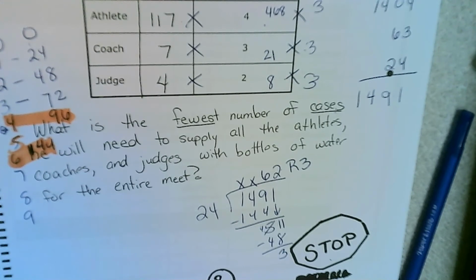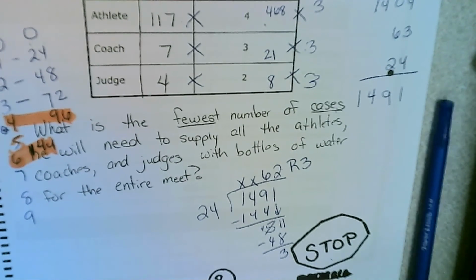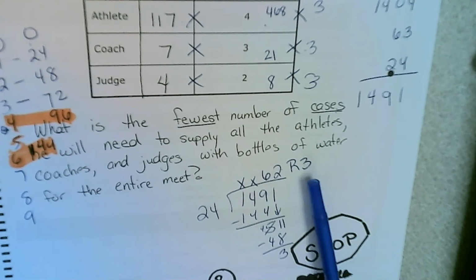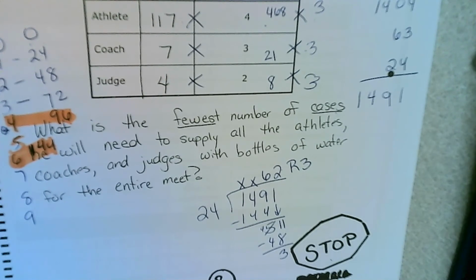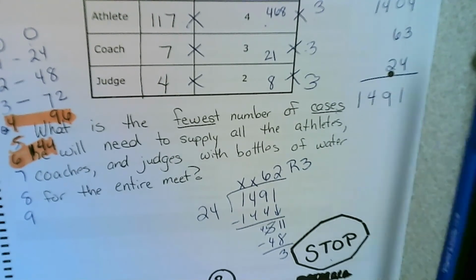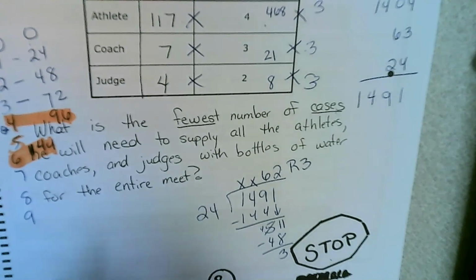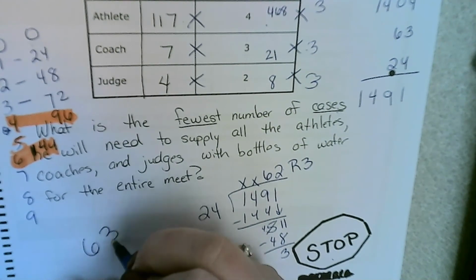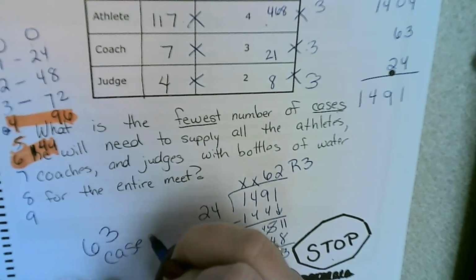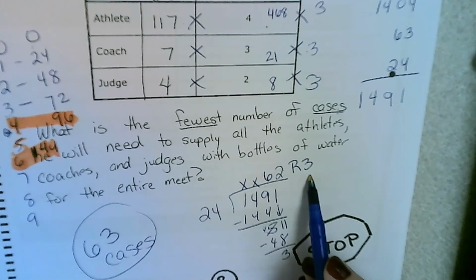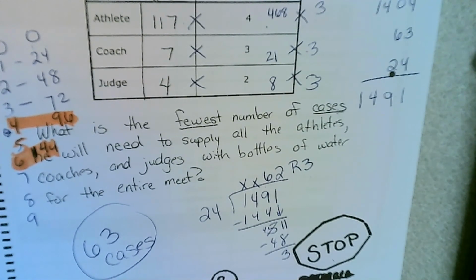Now, this means I need 62 cases and a little bit more. If I want to make sure I have all of this, I have to buy 63 cases because I need 62 and a little more. So since 62 won't do it, I have to go ahead and buy 63, even though I will have a little bit left over. All right, and that is the end of your powder packet.